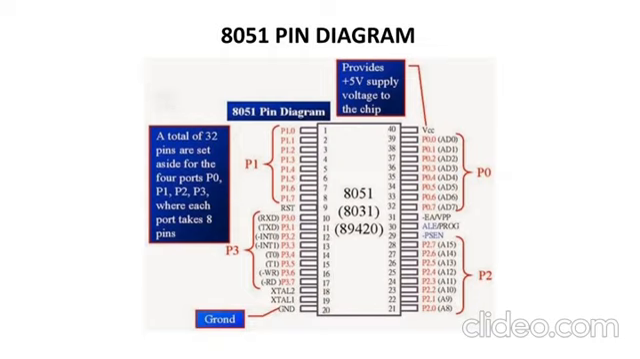Now coming to port 1, start writing from pin number 1 to pin number 8. Port 1.0, 1.1, keep writing up to P1.7. So now 8 pins are done. After writing these 8 pins, leave one pin, that is the 9th pin.